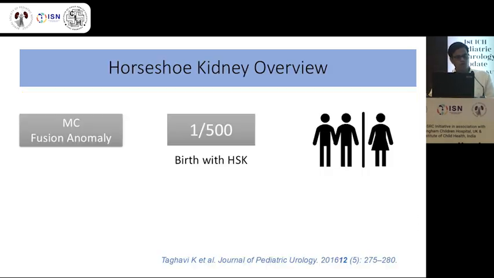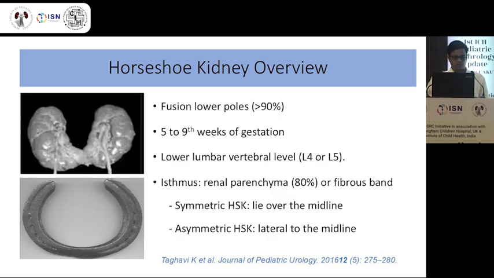So now, an overview of horseshoe kidney. It's the most common fusion anomaly, and the incidence is about 1 in 500 births, and it is most common in male children. The ratio is about 2:1. So what's the problem with the horseshoe kidney? There is a fusion, mostly in the lower part of the kidney, leading to a structure that looks horseshoe-shaped, and it happens in the 5th to 9th weeks of gestation. The kidney stays in the lower lumbar region, L4-L5. The isthmus could be functional renal parenchyma in the majority of cases, or it could be a fibrous strand only, and it could lie in the midline as a symmetric horseshoe kidney, or be shifted to one side as an asymmetric horseshoe kidney.